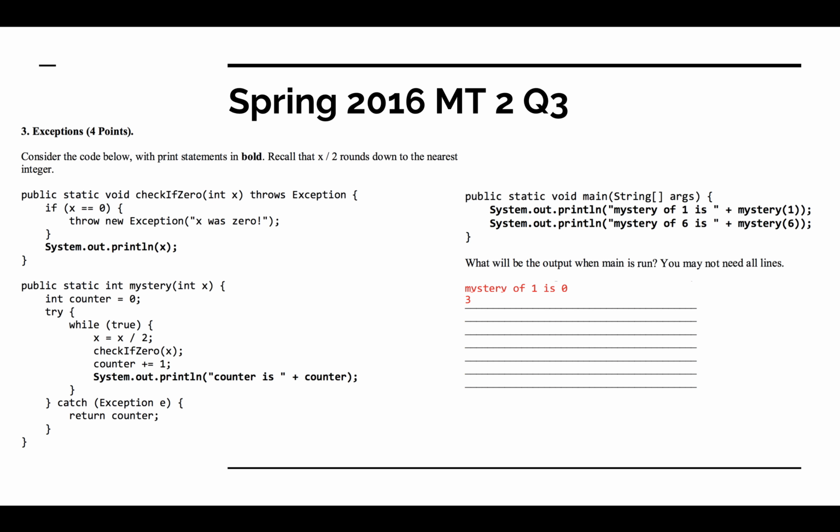3. And then we go back into our function. We increment the counter by 1, so counter is now 1. And then we print out counter is 1. And then we keep going in this loop because it's a while true.